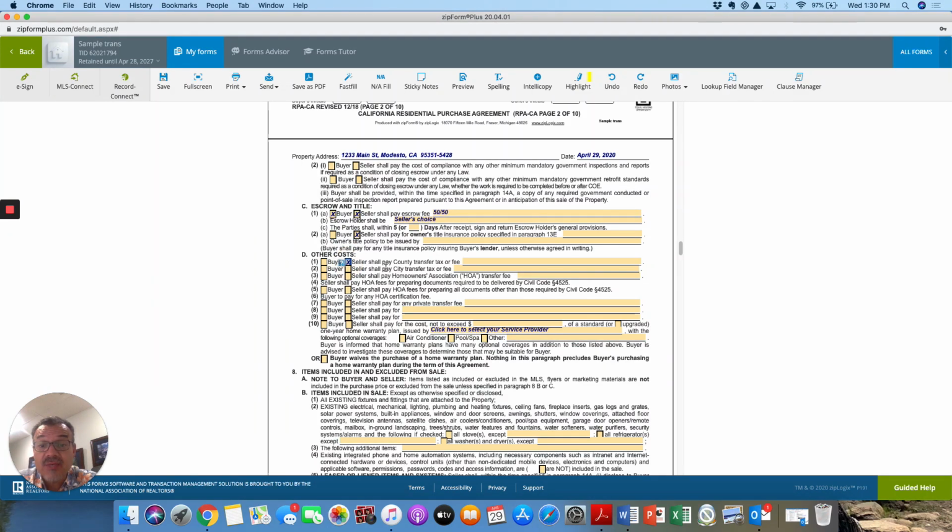Every county has a transfer tax. You'll see city transfer tax. In Stanislaus County, there are no cities that have transfer taxes. Now you go into the Bay Area. There are some Bay Area cities that do have transfer taxes, so you have to be aware of that. If you're dealing with a transaction with homeowners association dues, that needs to be addressed here, and those are typically all paid by the seller.